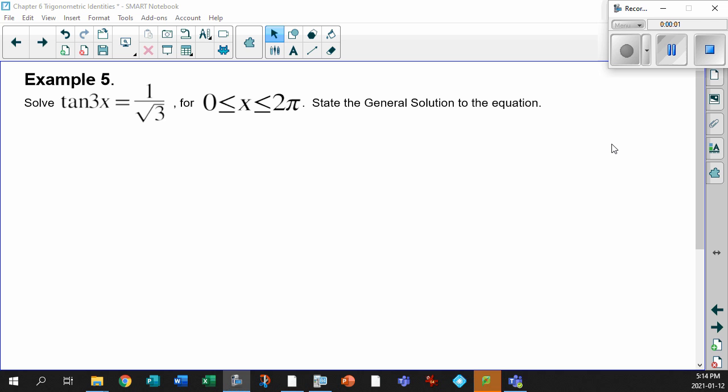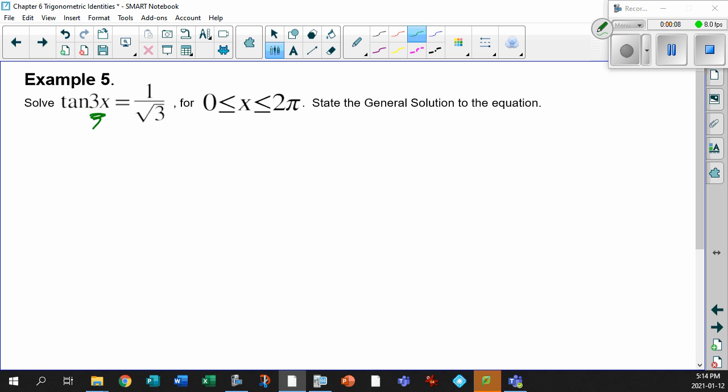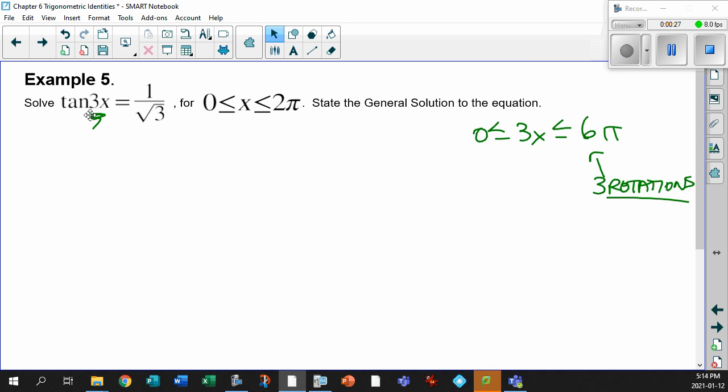Let's keep working with tan on this. But check out what I did here. Look at the multiple angle now. Oh my goodness. That's now 3 rotations. So just like I did before, change the domain. 0 but above is now 3x, but above is now 6 pi. 3 rotations. And remind yourself that it's 3 rotations so that later on when you find that theta reference and the angles using the CAST, you'll have to remember to rotate this 3 times.